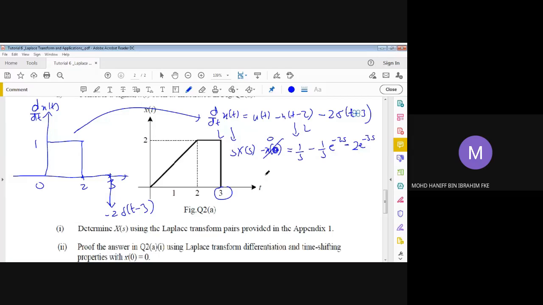So we're going to have X(s), bringing the s to the right-hand side: 1 over s squared minus 1 over s squared exponential negative 2s minus 2 over s exponential negative 3s. That should be the X(s) obtained by using the second technique, when we differentiate and do the Laplace transformation. The answer you obtain in part 2 should be the same as part 1 just now. You can check it. Any more questions for this example?